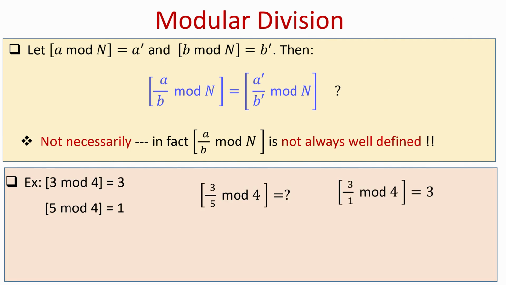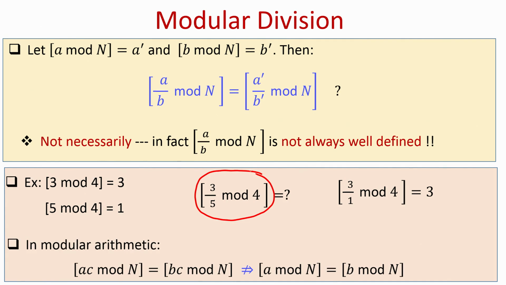So, to demonstrate my point, imagine my a and b are 3 and 5 and my modulus is 4. So, I am given 3 modulo 4 is 3 and 5 modulo 4 is 1, and I know that 3 divided by 1 modulo 4 would have given me 3, but if I want to calculate 3 divided by 5 modulo 4, I do not have the answer, because this operation 3 divided by 5 modulo 4 is not at all well defined.